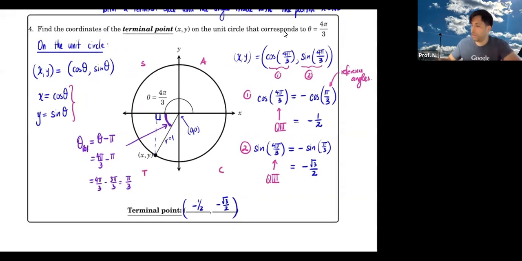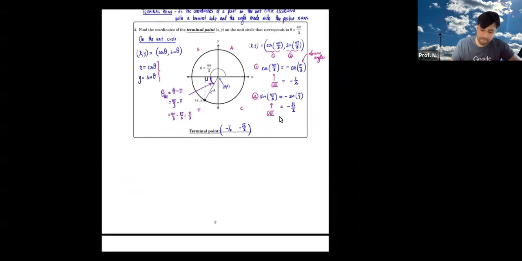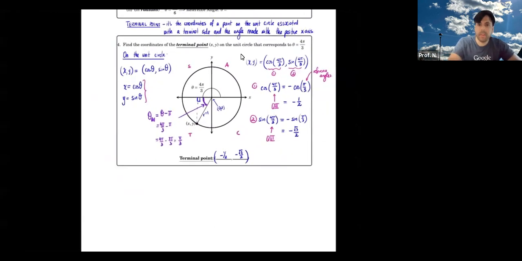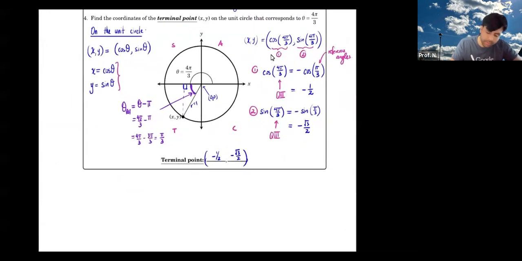So any questions about the terminal point? Any questions? Okay, no questions. So let me do one more example here underneath this.